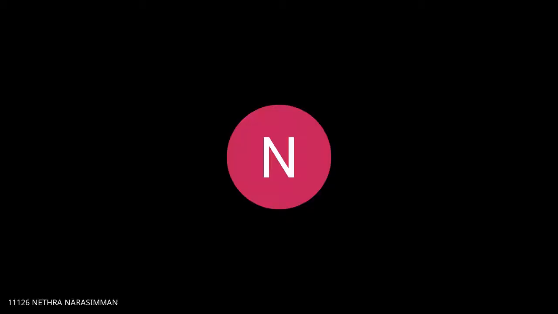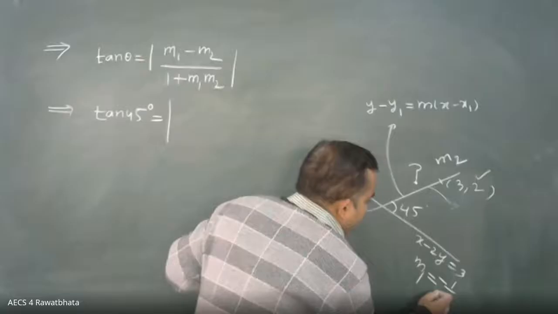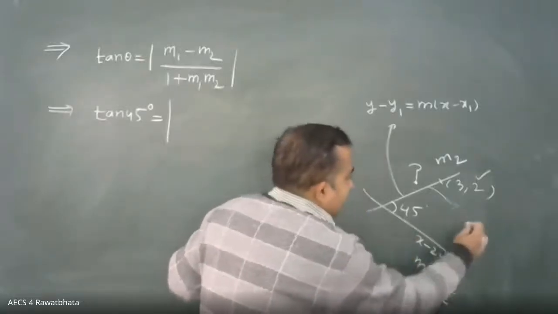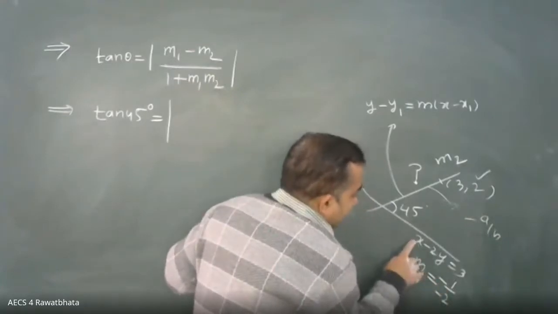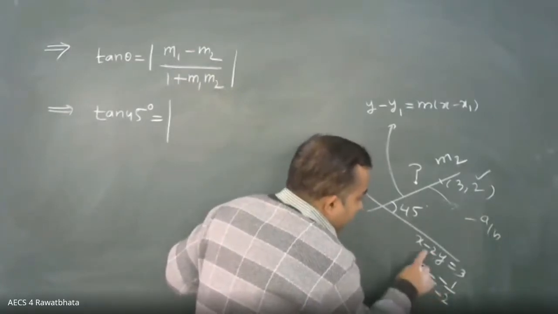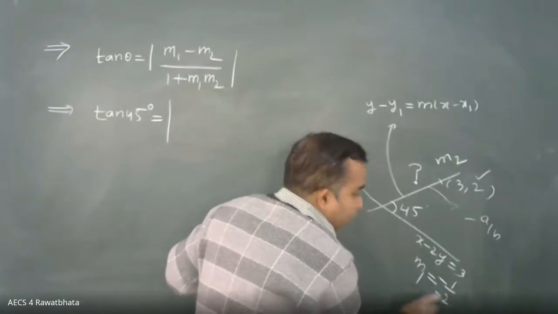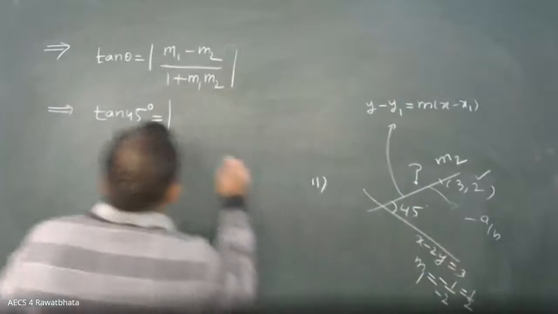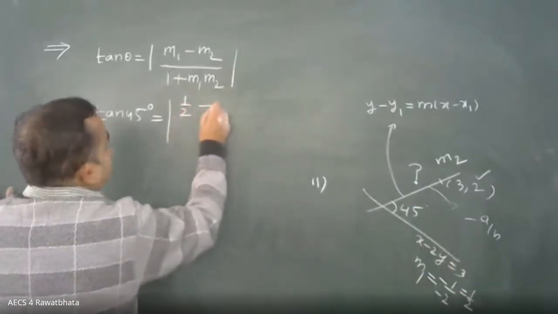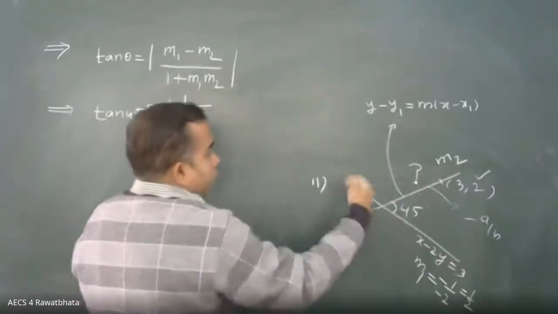Minus 1 by 2. 1 upon minus 2. The formula is minus a upon b, right? So minus a, the multiplier of x is 1, and the multiplier of y is minus 2. So minus 1 upon minus 2, this will become 1 by 2. So m1 is 1 by 2, and m2 means the slope of the line which we have to find.